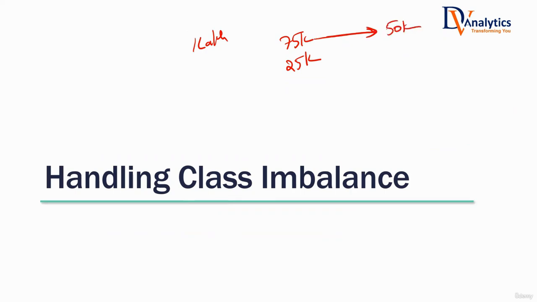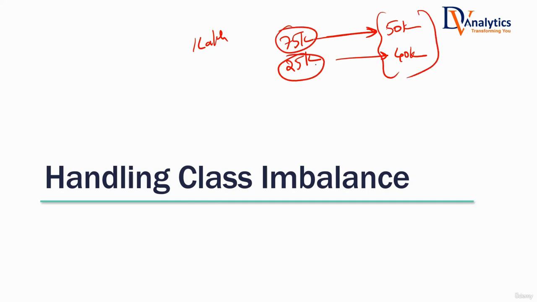You're not taking exactly half. You're taking maybe 1.5 times, like lesser. This 25,000, what will you do? Maybe you can oversample them. Maybe either you can double them, or maybe you can increase it to 40,000. That is also fine. It need not always be exactly half or exactly four times, it depends on the scenario.